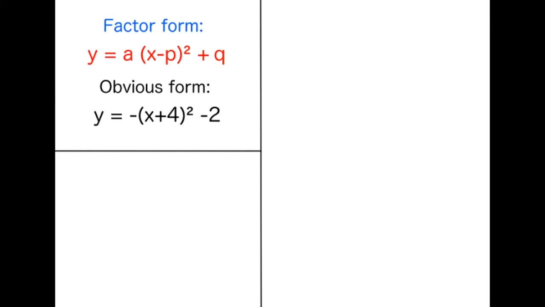So the formula of the vertex form is y equals a times x minus p squared plus q. And the example form is y equals negative x plus 4 squared minus 2. As we see our example form, we know it is the frown graph because your a value is negative. And we also know your graph is skinny line because your a value is not less than 1. And we know our vertex is negative 4 and negative 2.